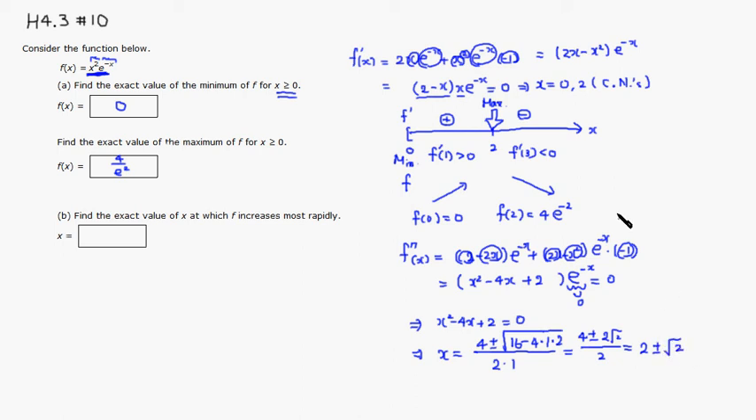We know that since the original function is increasing only between 0 and 2, we have to pick the number between 0 and 2. In this case, 2 plus square root of 2 is simply too big. It's bigger than 2. So you have to pick 2 minus square root of 2. That's where the derivative is the largest. So the answer is 2 minus square root of 2. All right, that's it. I hope that this was clear.